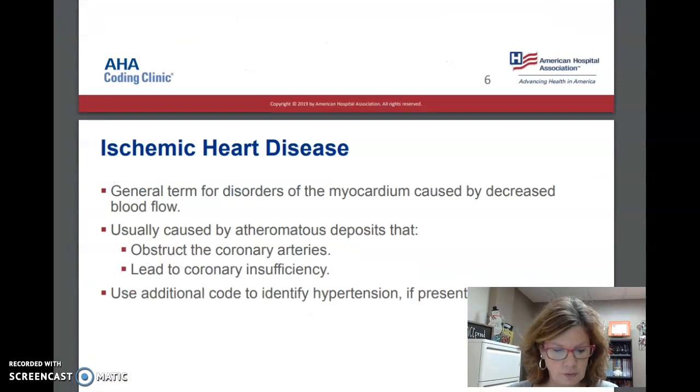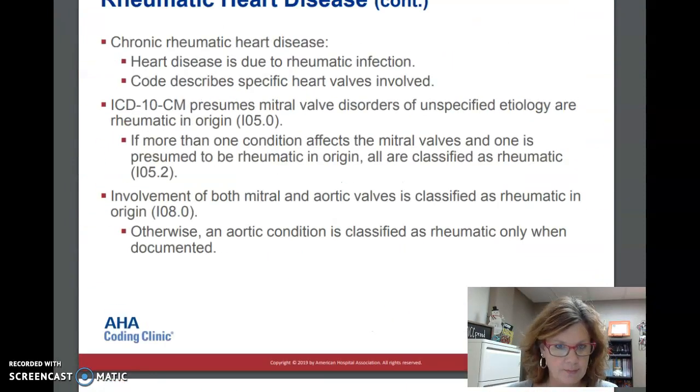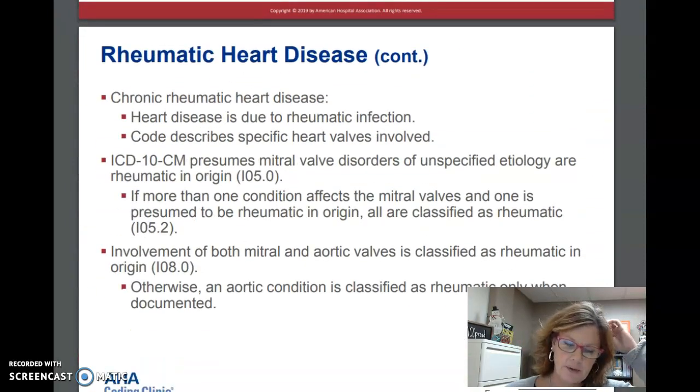Let's go also back to the valves. There is a section here that shows you aortic valve insufficiency, and you'll see that we don't assume that is rheumatic because it's an I35 code. Now, once again, if I mix mitral valve and aortic valve together, then I assume that it is rheumatic, okay, because the two are together, and it's going to be an I08 code.